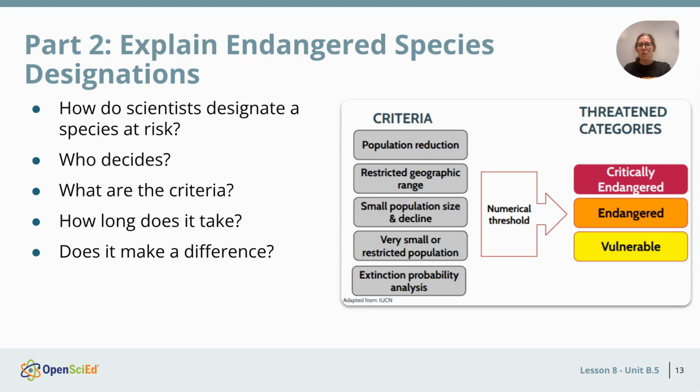Key moments, Part 2: explain endangered species designation. So how do scientists designate a species that is at risk? What's the criteria? How long does it take for a species to be designated as endangered or vulnerable? Who decides? Is it scientists? Is it the government? Is it a combination or collaboration of these stakeholders? And this is one that my students really were passionate about: does it make a difference?